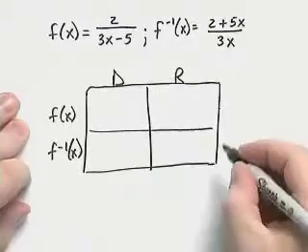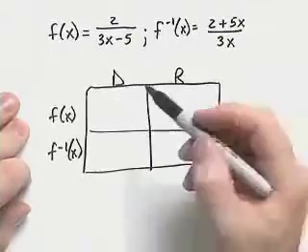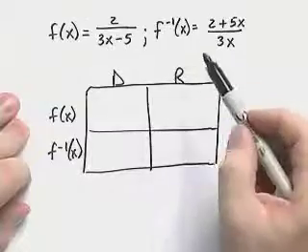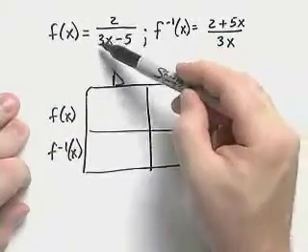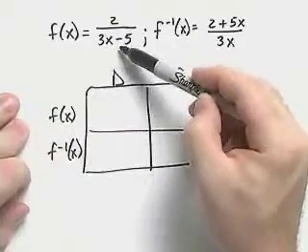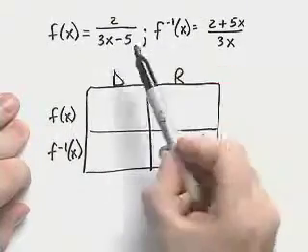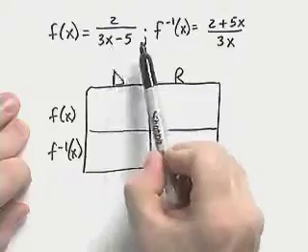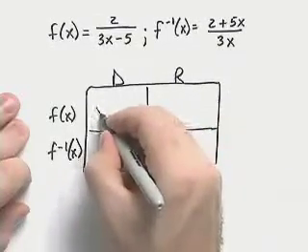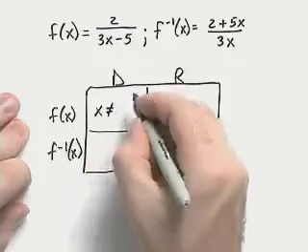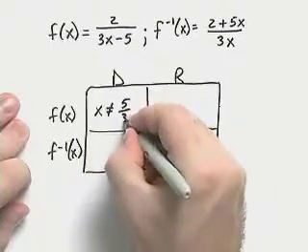Finding the domain is often easy. The range can be difficult. So we're going to find the domains of the function and the inverse first. The function is a rational function. Remember that the domain is all real numbers except where the denominator will equal 0. We can see that the denominator will equal 0 at positive 5/3. So our domain, we'll say, is x not equal to 5/3.